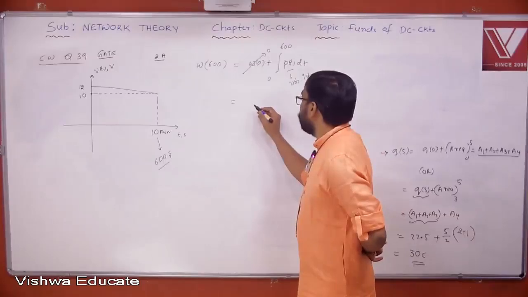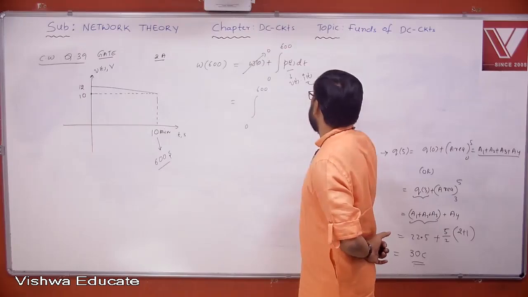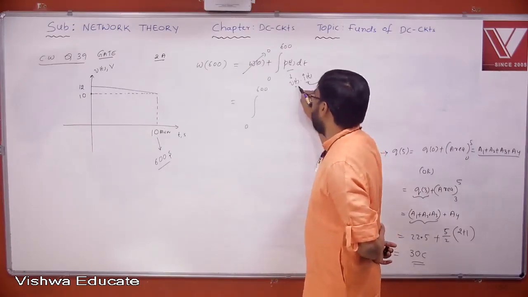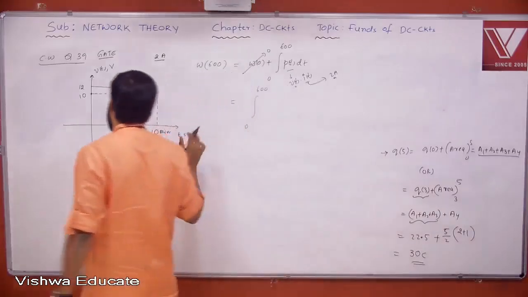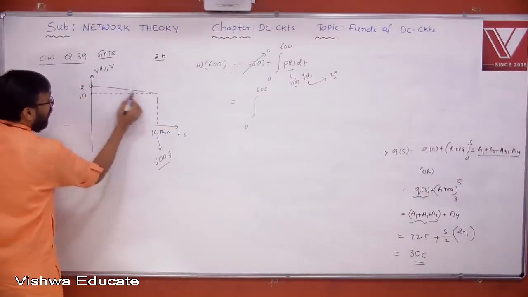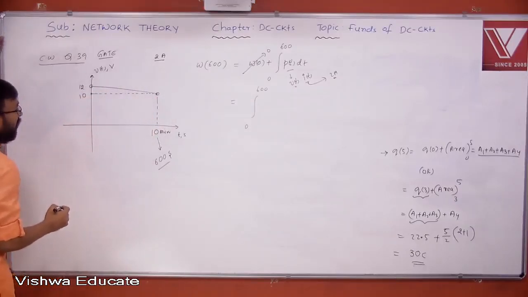Now tell me, what is actually V of t? 0 to 600. Current is actually how much here? 2 ampere. What is the voltage actually here? Instead of giving that function directly, he gave a waveform. You can find that voltage. It is a straight line with a negative slope, right? Can we find the equation of that straight line?